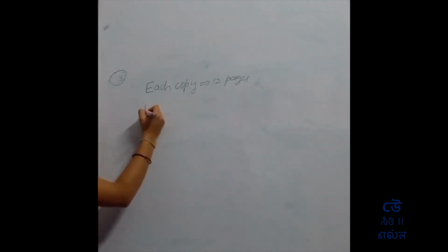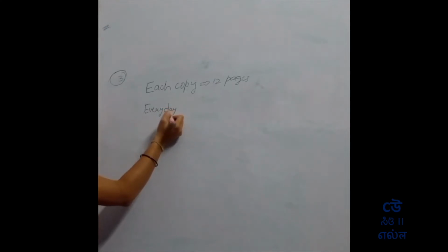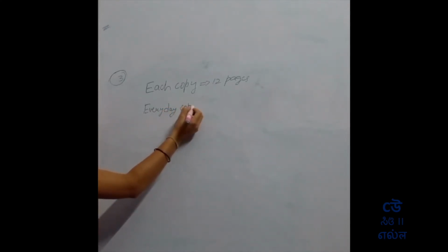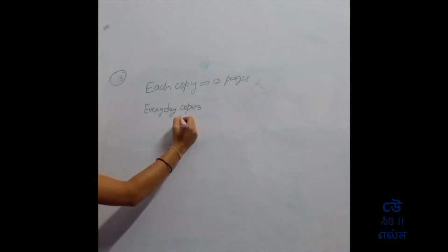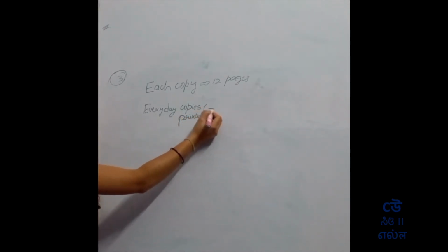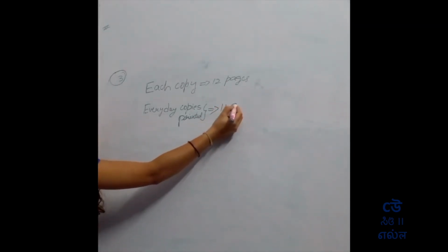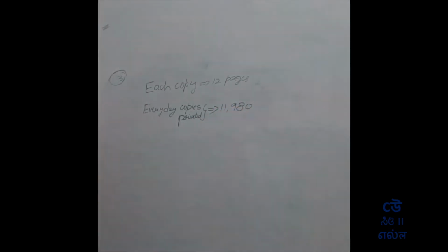So next, what have they given? Every day, how many copies were printed? Every day, 11,980 copies were printed. Okay. So next, what have they asked? They have asked to find the number of pages printed.